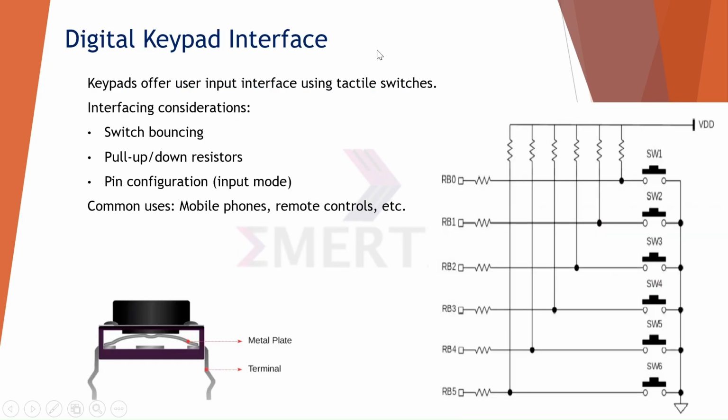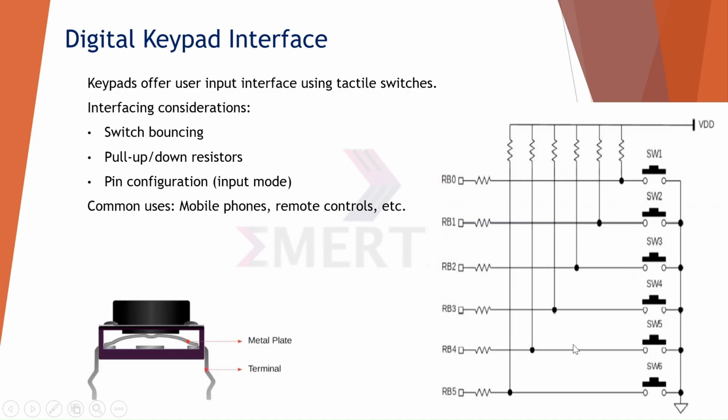Now we will discuss the digital keypad. The digital keypad offers a user input interface using tactile switches. Interfacing considerations: switch bouncing, pull up, pull down resistors, pin configuration, input mode. Common uses: mobile phones, remote controls, etc. Here is our switch, which uses a metal plate and a terminal. When we press the switch, this metal plate makes contact with that point, the circuit is completed, and the switch turns on.